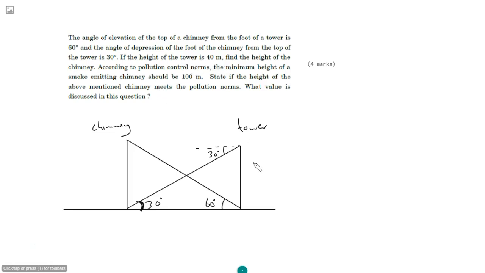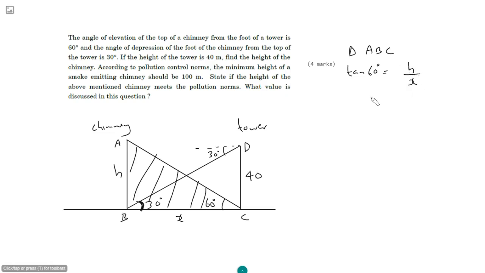If the height of the tower is 40 meters, so here we have 40. Find the height of the chimney. So let's name this h, okay? And let this distance be x. And let's just name the points A, B, C, D. Now, if you look at triangle ABC and use tan 60 degrees. So we're looking at this triangle. So tan 60 degree is going to be h by x. So root 3 is h by x, or h is equal to x root 3, right?